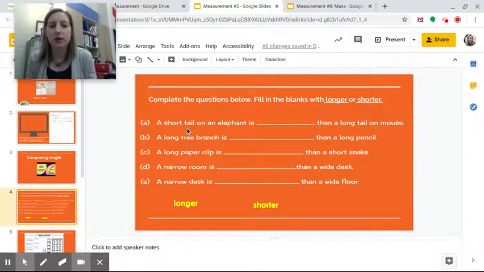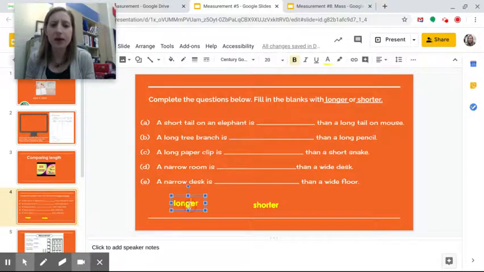So a short tail on an elephant is blank than a long tail on a mouse. So I'm looking at the tail of an elephant compared to the tail on a mouse. And if I believe that that is longer, I'm going to go down and I'm going to click on that. And I'm going to see this blue box appear. I'm going to look at where I can see the 4 arrows. Do you see the 4 arrows there?